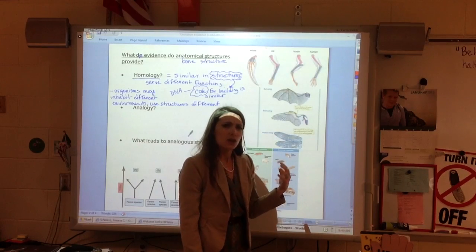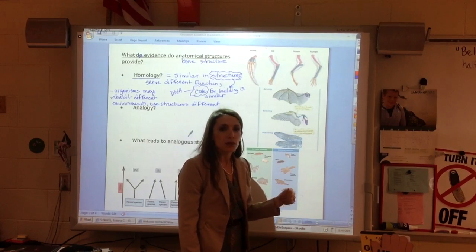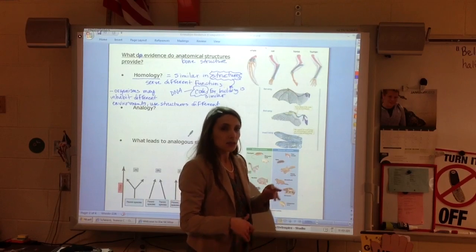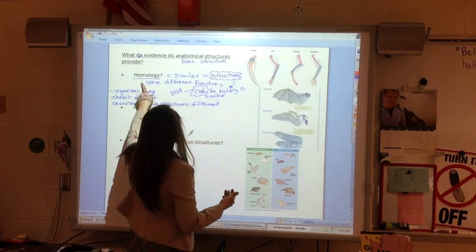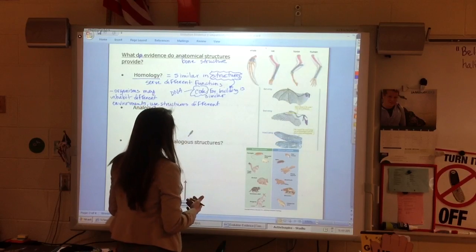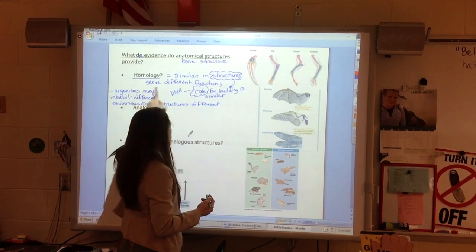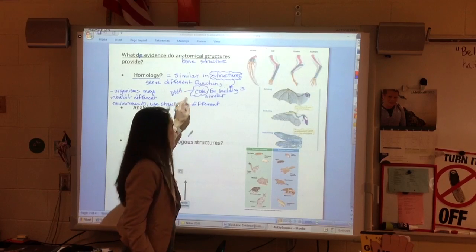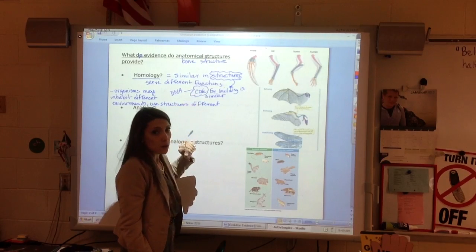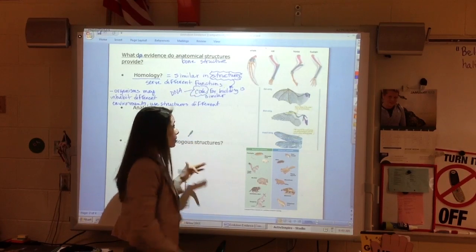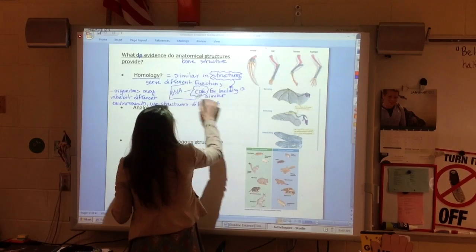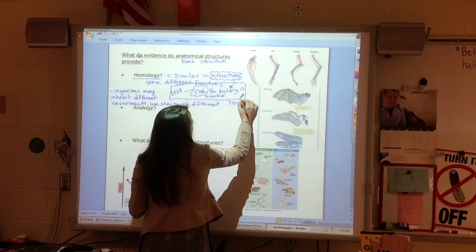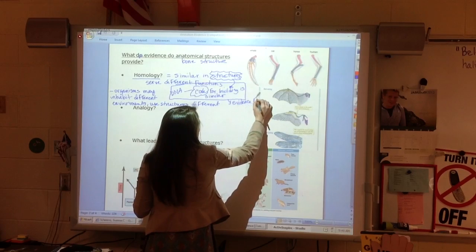The human, we don't use our arms to locomote. We use our arms to manipulate our environment. And so what homology or homologous structures tell us is that even though we don't use them for the same thing anymore, they were coded for by similar DNA codes. And what this means is this is evidence for a common ancestor.